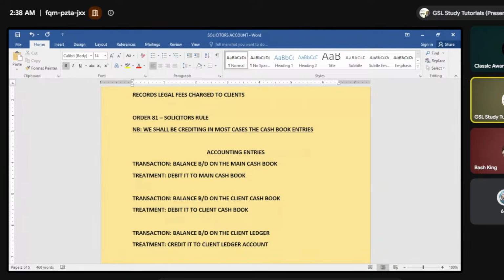And then payments made on behalf of the client from the firm's cash resources. Payments made on behalf of the client from the firm. So debit office account to credit main cash book. Cash received from the client by the law firm.